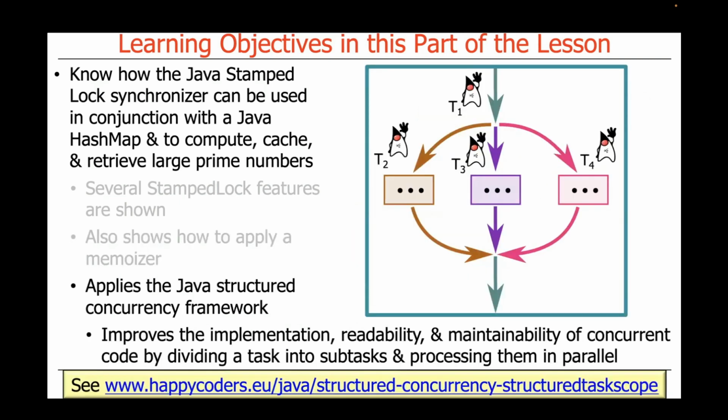We're also going to show how to apply the Java structured concurrency framework, which improves the implementation, readability, and maintainability of concurrent code by taking one task and splitting or dividing it up into subtasks, and then processing all those subtasks in parallel, and then joining all the results back together to create a final reduced result.